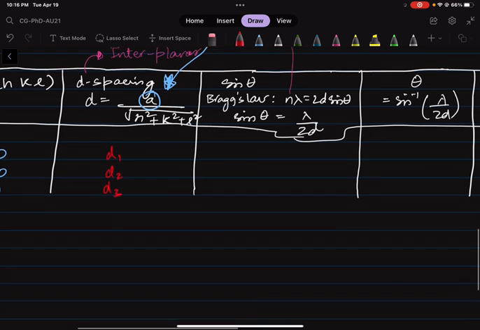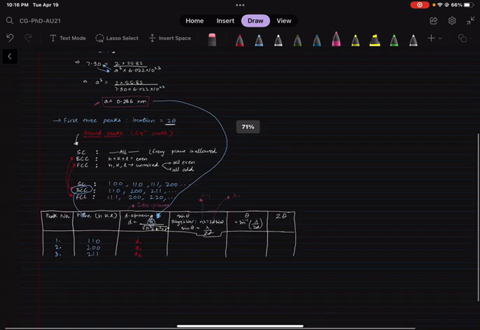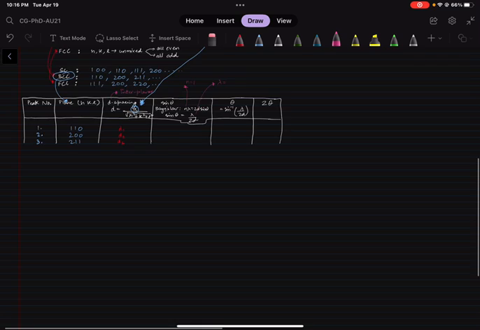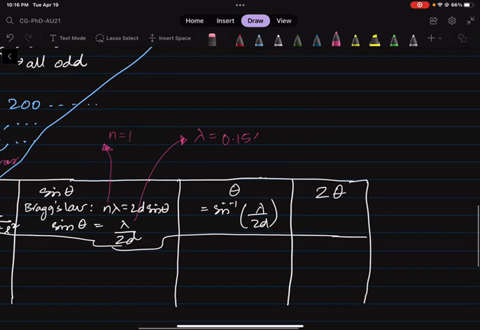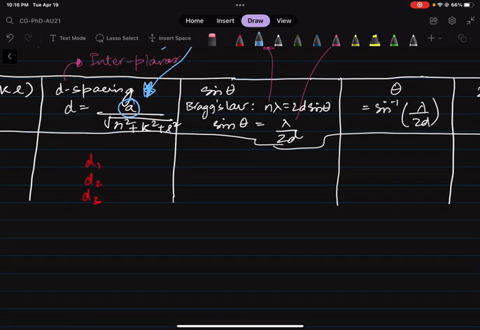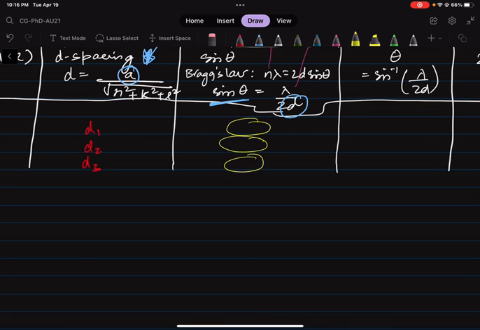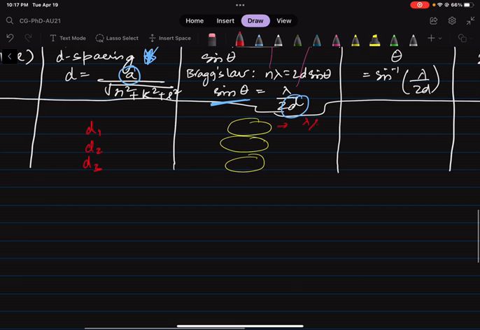And then here the lambda, the X-ray wavelength, is given to you as, I guess, 0.154 nanometers. And you can just plug that in. You can plug in the D value that we just calculated, and then you can get sine theta. So you will get some value here, a value here, and a value here. Again, just if you're confused, this will be nothing but lambda over 2d1, lambda over 2 times d2, lambda over 2 times d3.